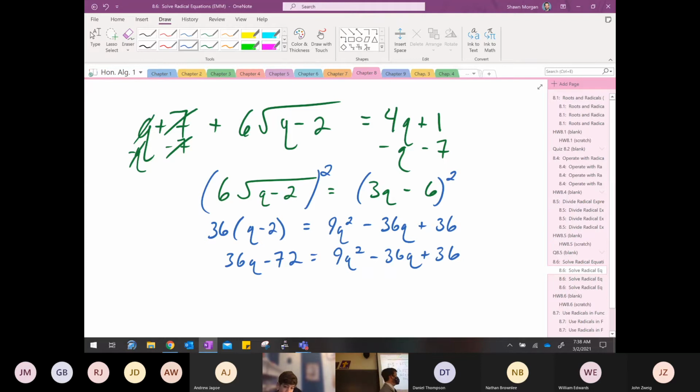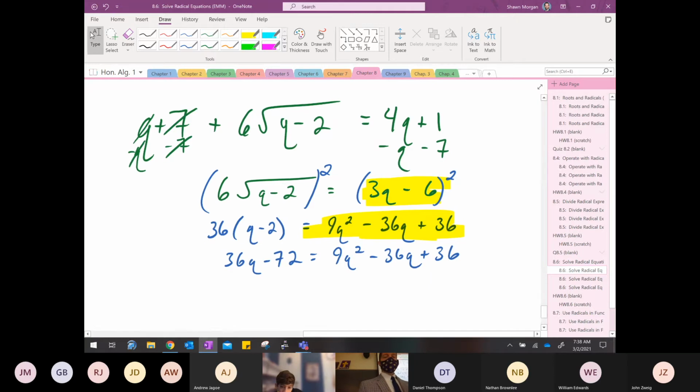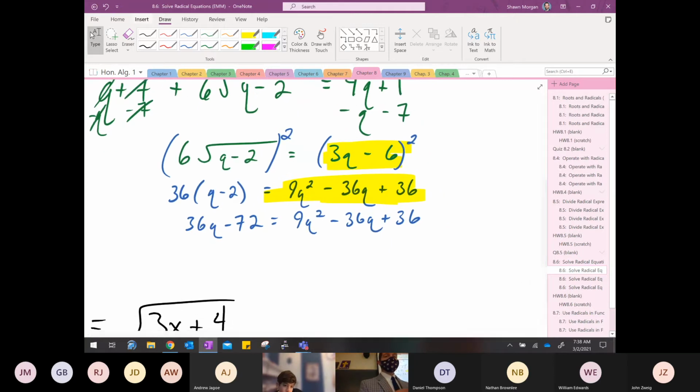If you are curious as to how we got this highlighted part down here to equal this highlighted part down there, just take a side margin and work out the FOIL real quick, right? 3q times 3q, 3q times negative 6, negative 6 times 3q, and negative 6 times negative 6. FOIL, combine like terms, and you get that trinomial right there, okay? And then we want to combine some like terms. I need a little more room. Hold on.